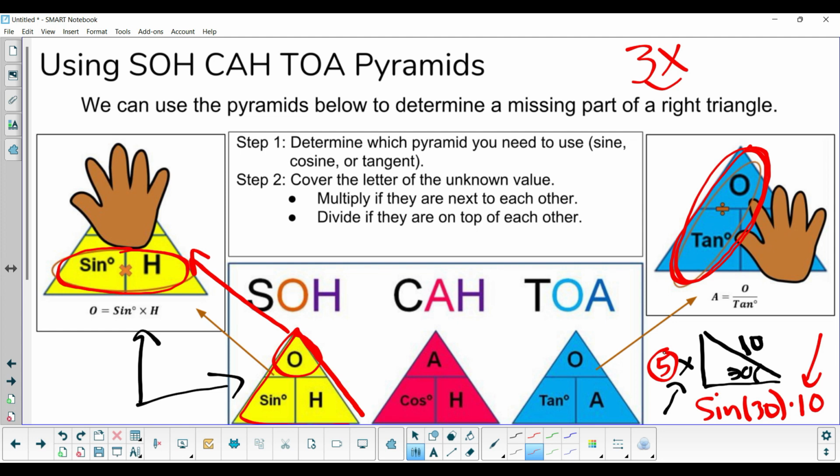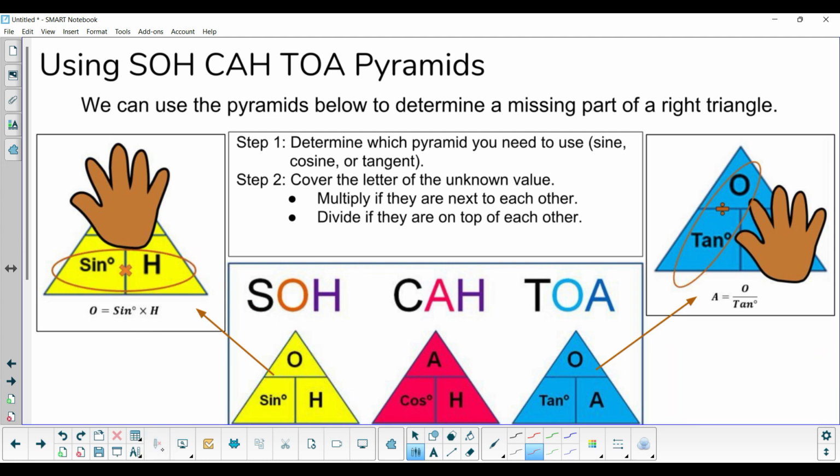Now, obviously, I always ask you to show me your work. I don't need to see a full equation, but I need to see that you know you're multiplying, or that you're dividing. So for example, I'm going to use tangent now. I have another right triangle, and I have the opposite given. Let's say this is 30 again. I don't have the adjacent. The adjacent is missing. That's your X. And the opposite, we found out that it was 5.